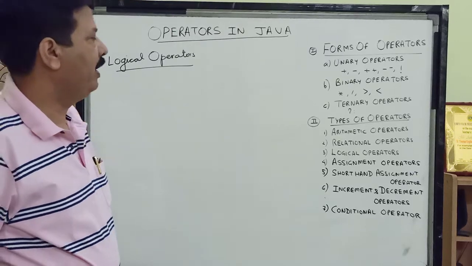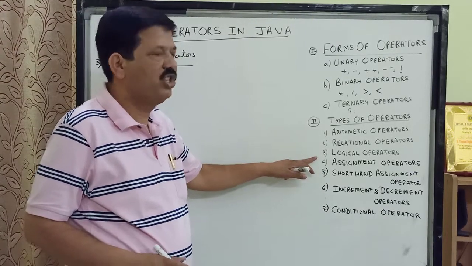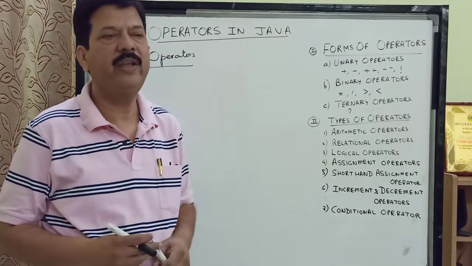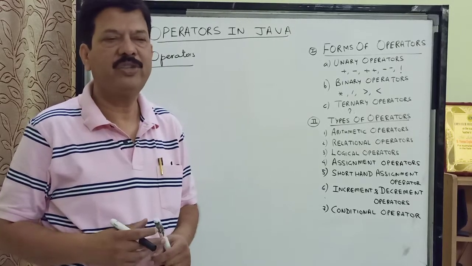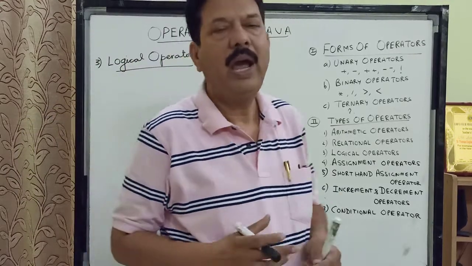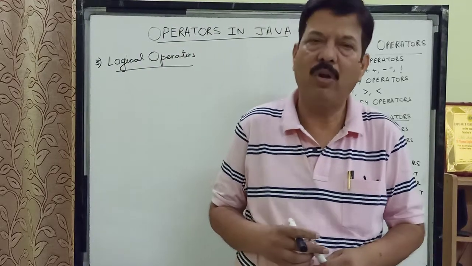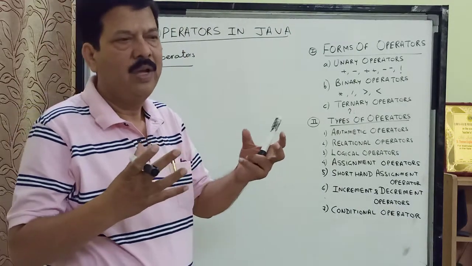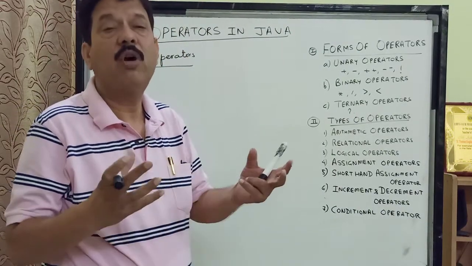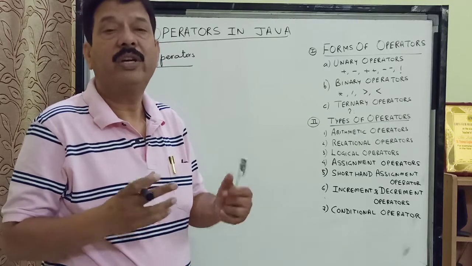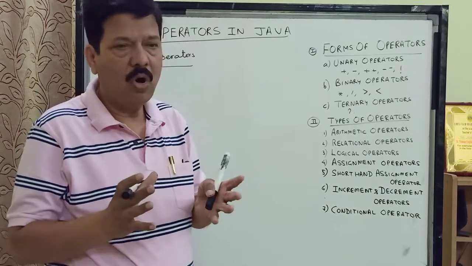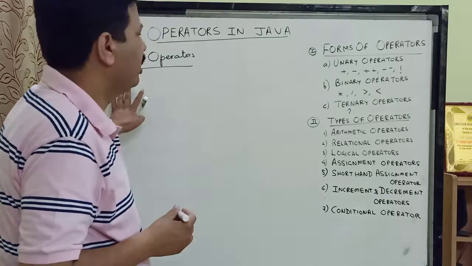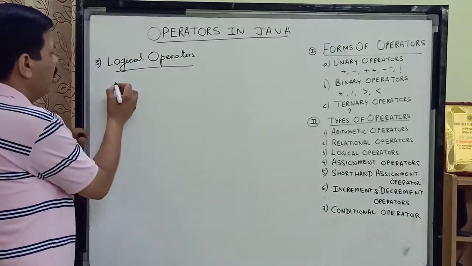So children, now we are into the third operator, that is the logical operator. And children, logical operator again is a Boolean operator. That means it is working on logical Boolean expressions, and it is returning you a value true or false. And children, these logical operators are used to build complex decision making expressions. That means if you have two or more conditions combined together, then you have to join them with logical operators. And children, we have three logical operators.